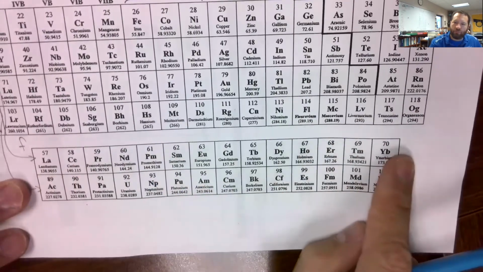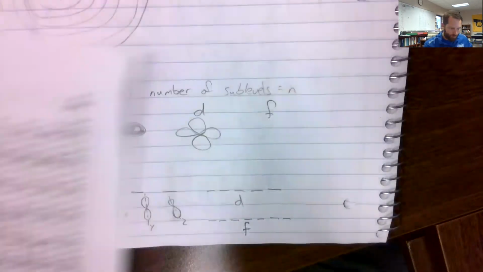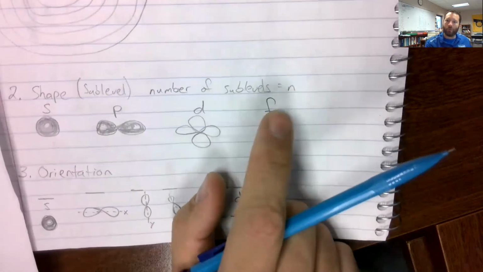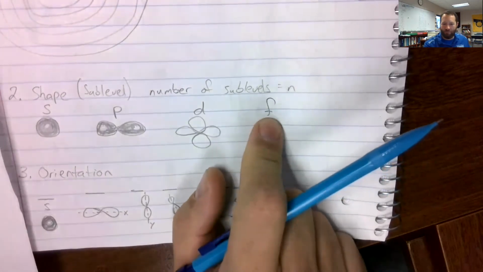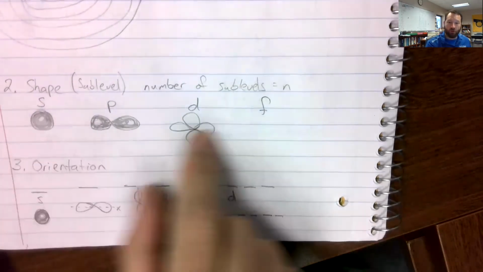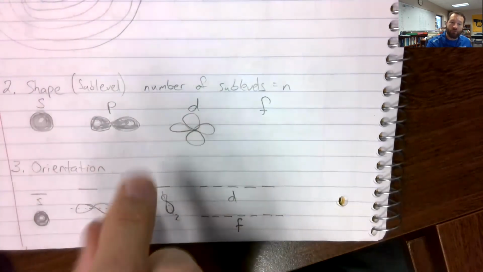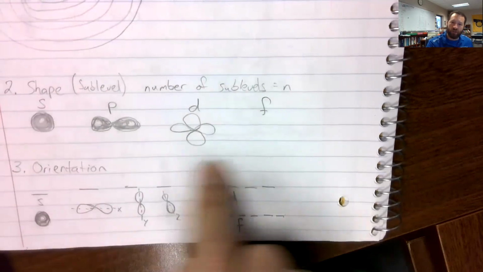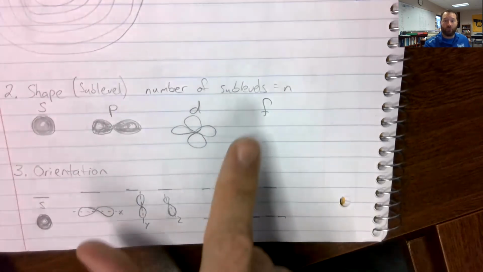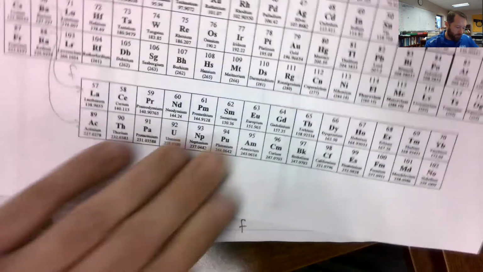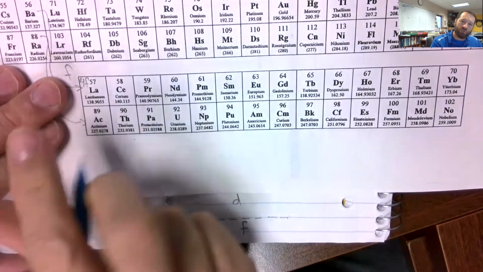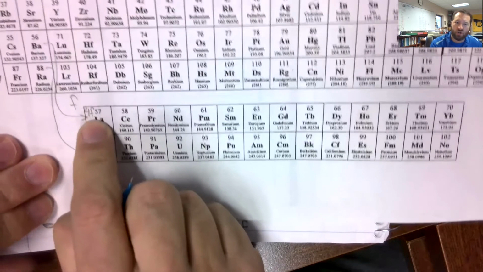So this is our F block. Again, think about it. The number of sublevels equals N. So where would we first open up F? On the 4th energy level. 3rd energy level can have 3 sublevels. The 4th energy level can have 4. So the first time we see an F is on the 4th energy level. So right here, I'm going to write 4F. Do yourself a favor and do the same thing. This is our F block.